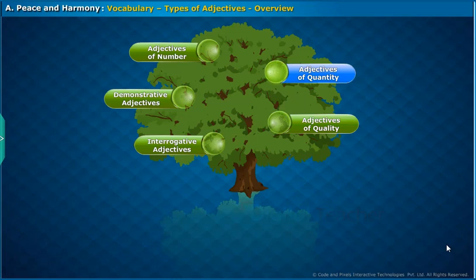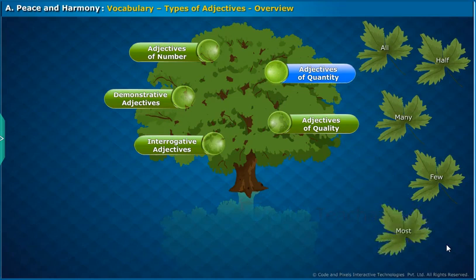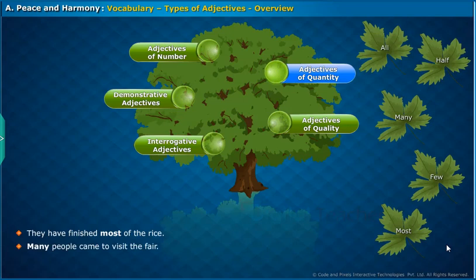Adjectives of quantity describe the quantity of the noun. A few examples are all, half, many, few, most. Listen to the following sentences framed using these adjectives. They have finished most of the rice. Many people came to visit the fair.